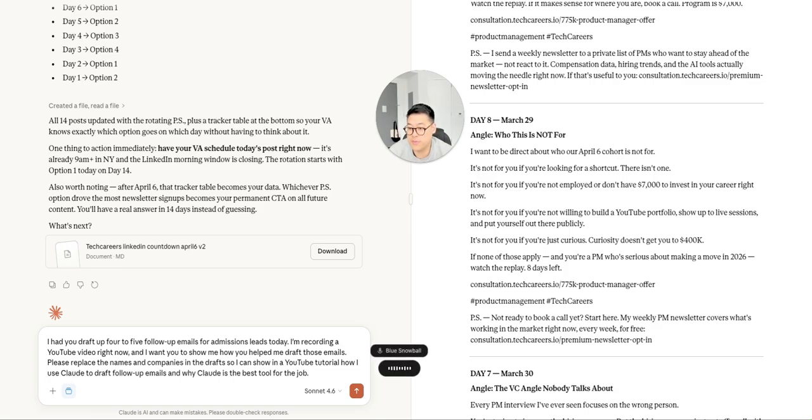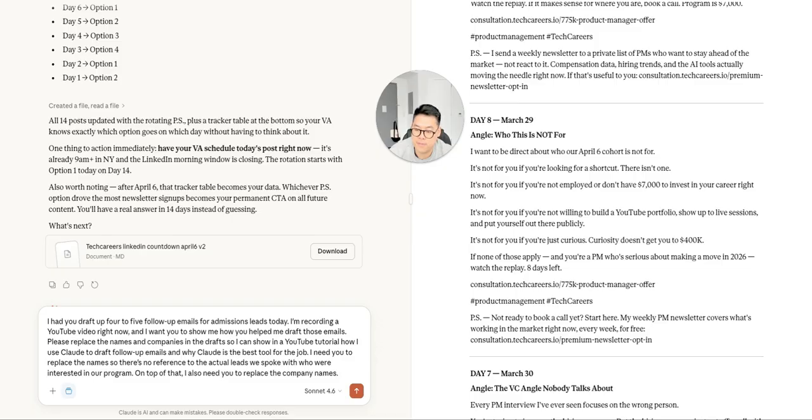I need you to replace the name so there's no reference of those actual leads that we have spoke with that were interested in our program. And then on top of that, I also need you to replace the company names as well. And I only need you to pull up the specific references for the people that were qualified to pay the entire amount.